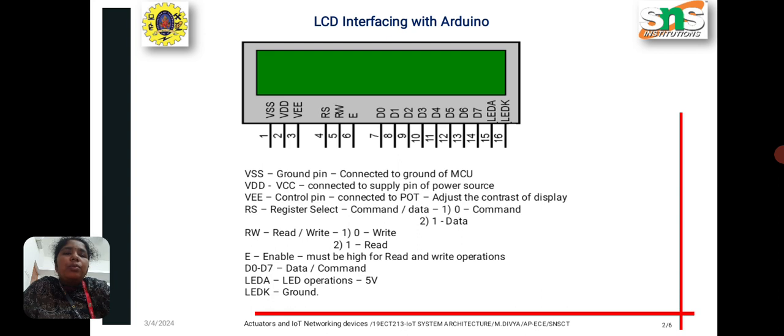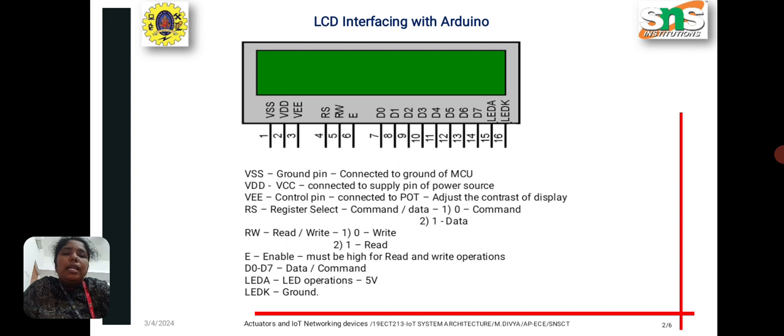VSS is the ground pin, connected to the ground of the MCU. VDD and VCC are connected to the supply pin of the power source. V0 is the control pin connected to the potentiometer so that we can adjust the contrast of the display. RS is the register select. It can be either a command line or a data line. If we set RS as 0, it will act as a command line. If we set it as 1, it acts as a data line.